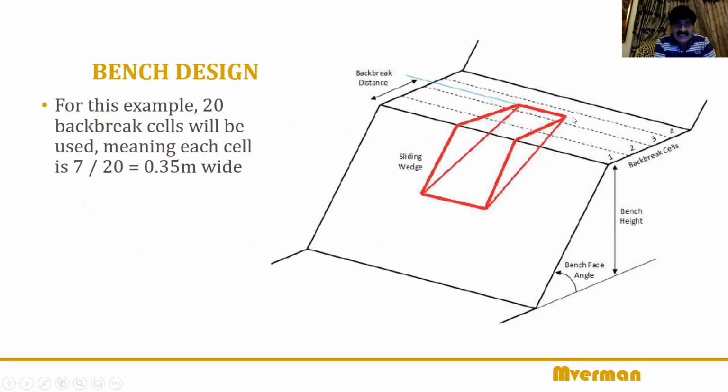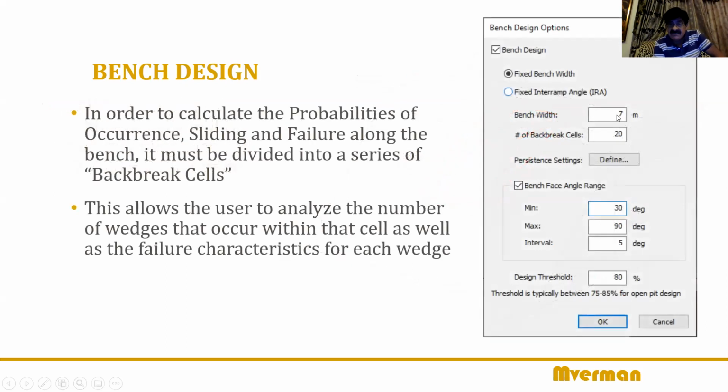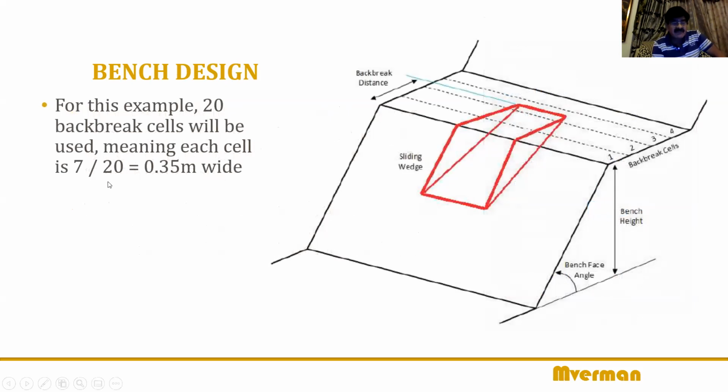And you can progressively see how the wedges will be formed in each of these back break cells, because we want to see the probability of wedges being formed if the back break distance is half a meter, 1 meter, or 1.5 meters. We can do this in steps, with back break cells. We chose 20, no? And we know the bench width is 7 meters. That's what we chose: 7 meters is the bench width and 20 is the number of back break cells. Which means each back break cell would be 7 divided by 20, 0.35 meter wide. So each cell is 0.35 meter wide. That's what we have told the software.